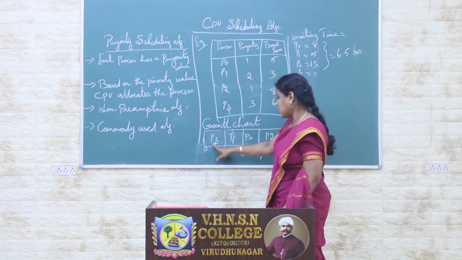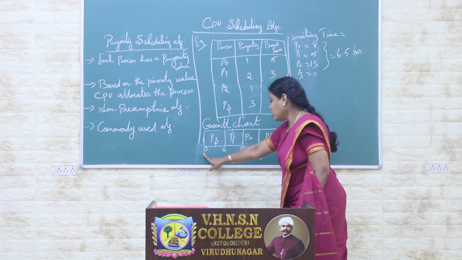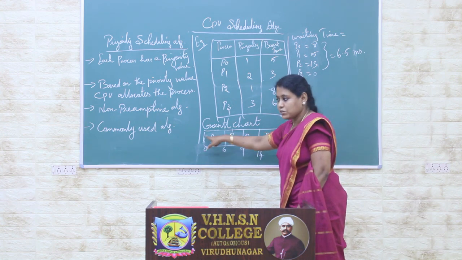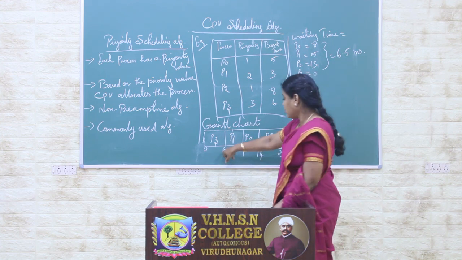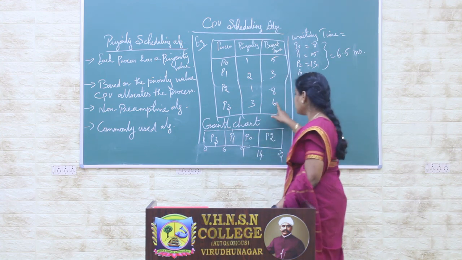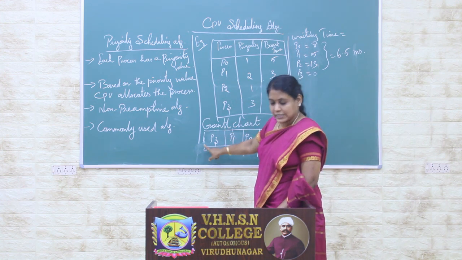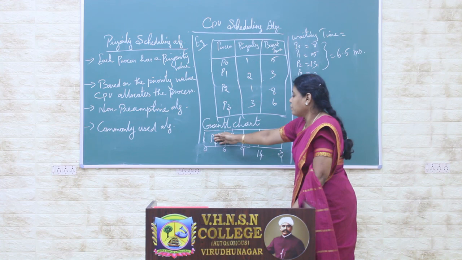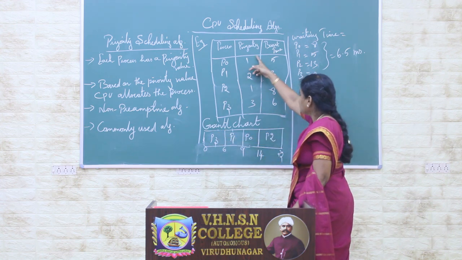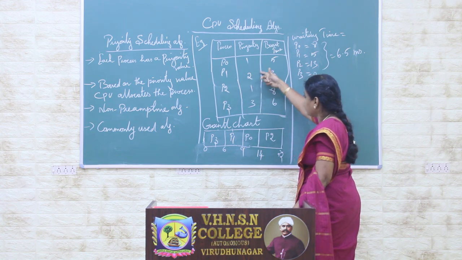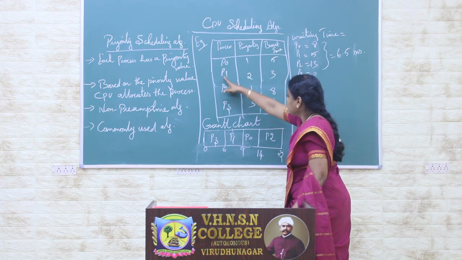So P3 is assigned first. What is the burst time of P3? 6. So at the 0th millisecond it enters the CPU and exits from the CPU at the 6th millisecond, because its burst time is 6 milliseconds. After the 6 milliseconds, P3 completes its work, so it quits the CPU. The next, which one has the next highest priority value? 2. The second priority value, so that is P1.